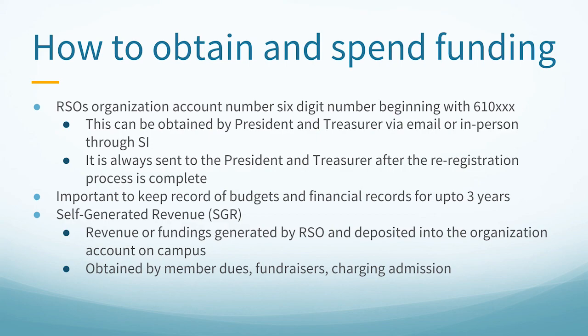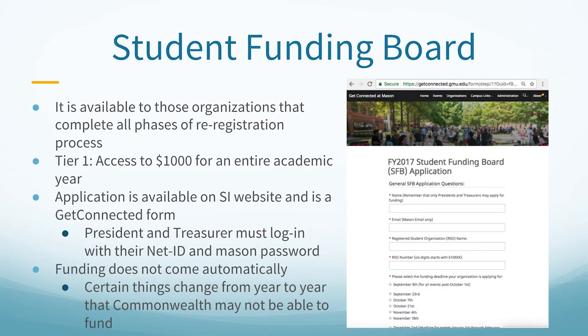The first is called self-generated revenue, or SGR, as mentioned in the catering section of this video. Self-generated revenue is exactly as the name describes: revenue or funding that is generated by the organization and deposited into your organization account on campus. SGR can be obtained in a variety of ways. Student Involvement encourages organizations to find ways to create their own revenue sources. This type of funding can be spent at the discretion of the organization.